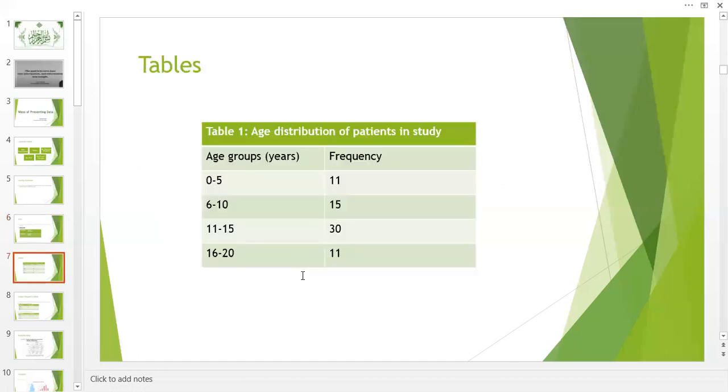Now coming to tables. They are a simple form of data presentation. Every table must have a title. In this table, the title is age distribution of patients in study, and the table must also have a table number. The column captions are called the box head, whereas the row captions are called the stub of the table, and the rest of the table is called the body of the table.